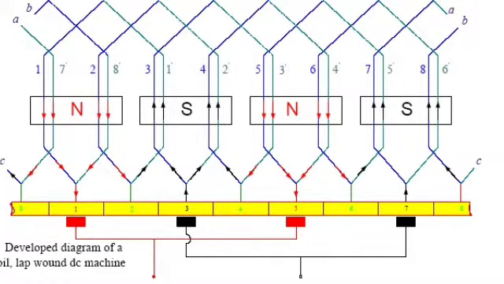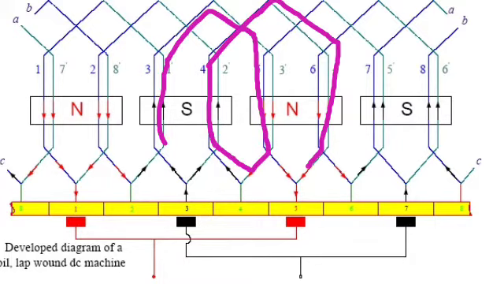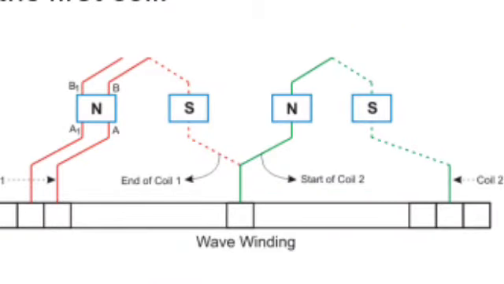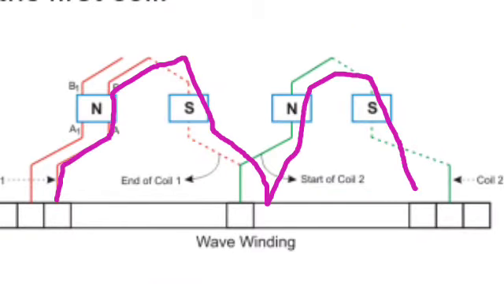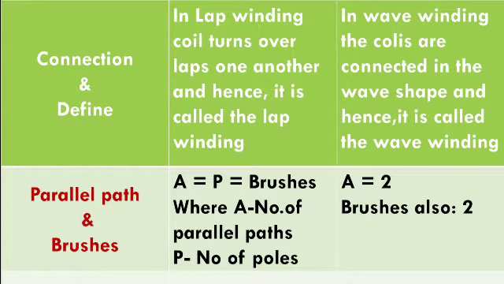In lap winding, coil turns overlap one another and hence it is called the lap winding. In wave winding, the coils are connected in a wave shape and hence it is called the wave winding. So next one is the parallel path and brushes. In lap winding, A is equal to P is equal to brushes, where A is the number of parallel paths and P is the number of poles. Whereas in wave winding, A is equal to 2 and brushes also 2.